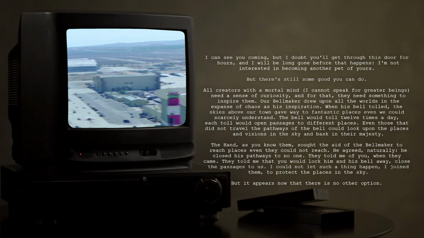The bell would toll 12 times a day. Each toll would open passages to different places. Even those that did not travel the pathways of the bell could look upon the places and visions in the sky and bask in their majesty. The Hand, as you know them, sought the aid of the Bellmaker to reach places even they could not reach. He agreed naturally. He closed his pathways to no one.